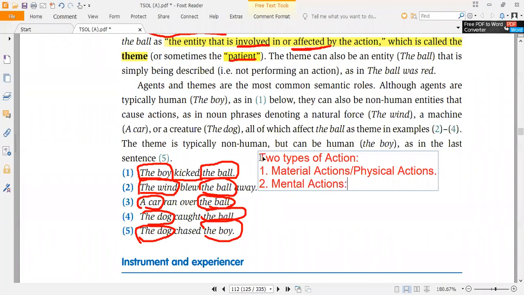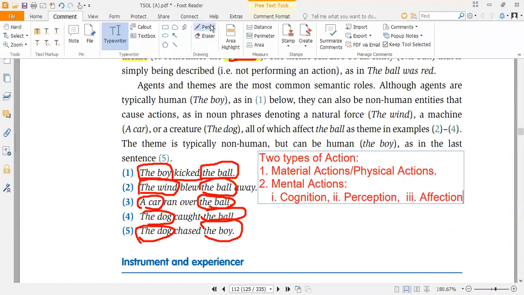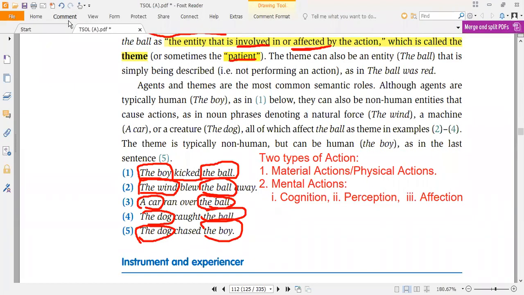Do you know what is meant by mental actions? Sir, related to our thinking, planning, etc. Okay, good. Cognition, perception, and affection. What is meant by cognition? Related to mental, sir. Exactly. Cognition means the human logical mind.